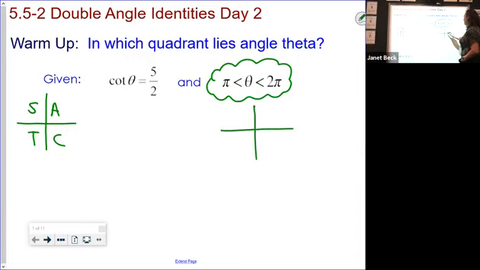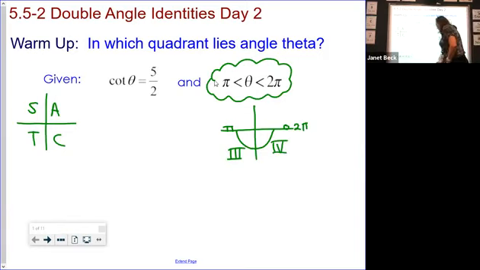It tells us our angle is somewhere between here's 0, here's pi, here's 2 pi. Our angle is somewhere between there and there. So it's either in quadrant 3 or it's in quadrant 4. And the cotangent is positive. Equals a positive number, that's not negative.